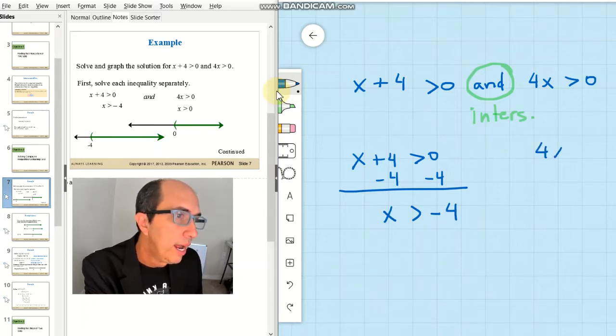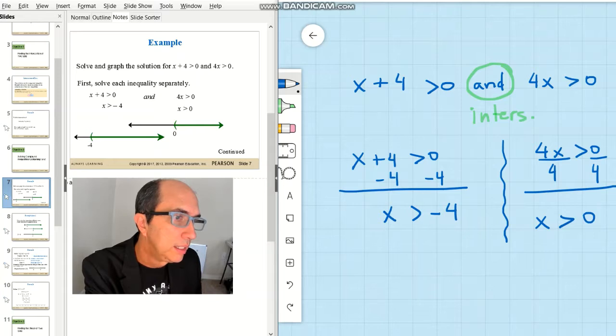And for 4x, let's split the screen here. For 4x greater than 0, divide both sides by 4. That means x greater than 0.